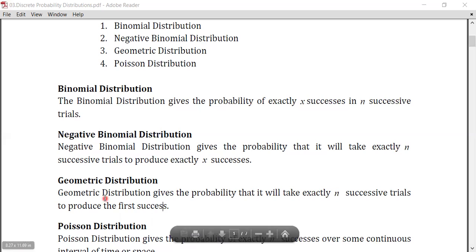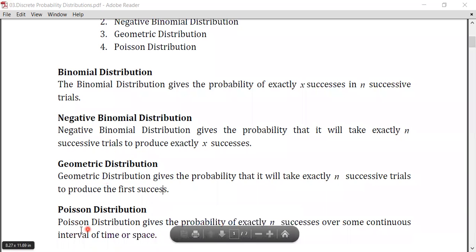And the last one, the Poisson distribution. The Poisson distribution gives the probability of exactly n successes over some continuous interval. This interval can be time or space or volume. Therefore, these are the four commonly used discrete probability distributions.